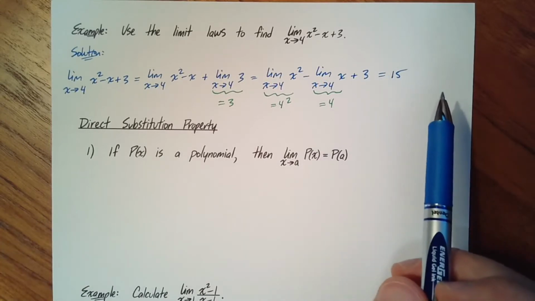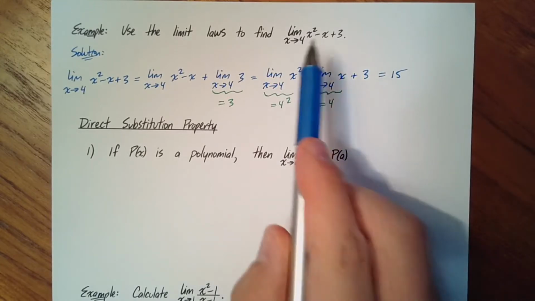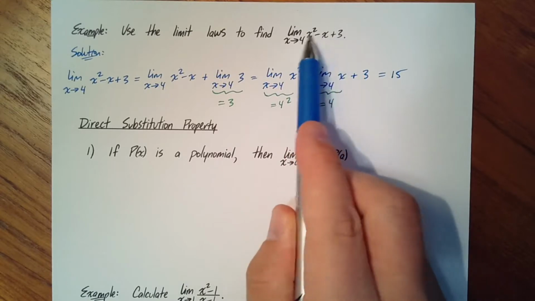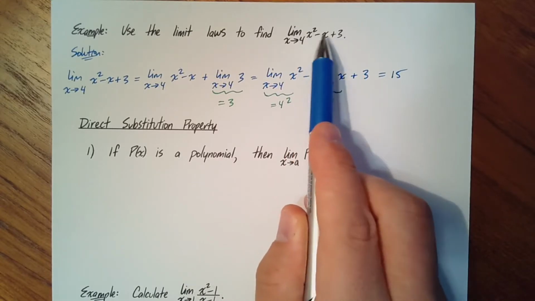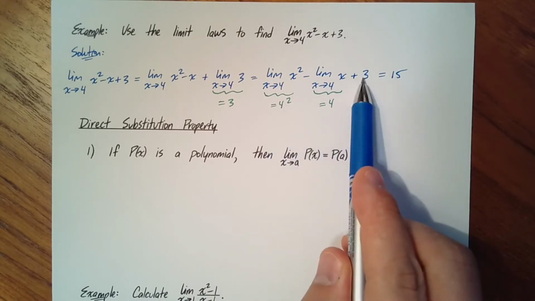We're done now. But it might be worth it in hindsight just to think about the fact that if we had just taken the number 4 and plugged it into this function and just worked it out, we would have got 4 squared minus 4 plus 3, which is exactly what this ended up being. 4 squared minus 4 plus 3.